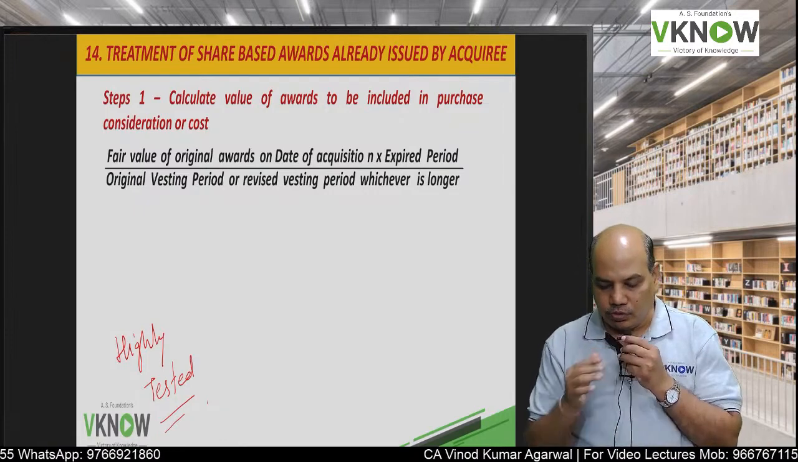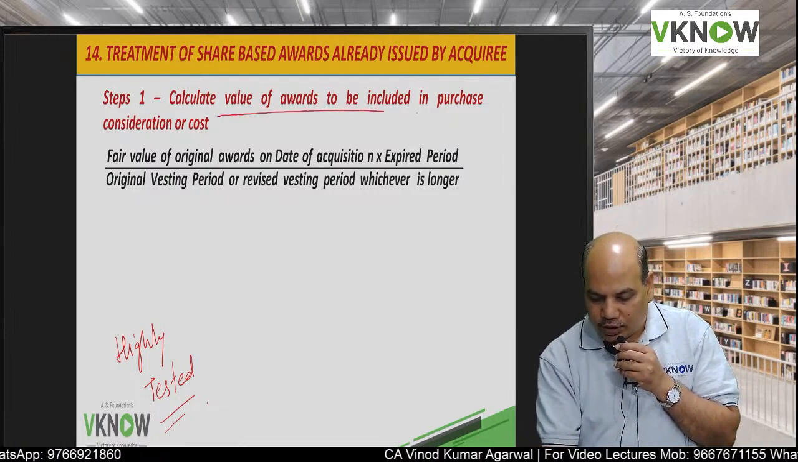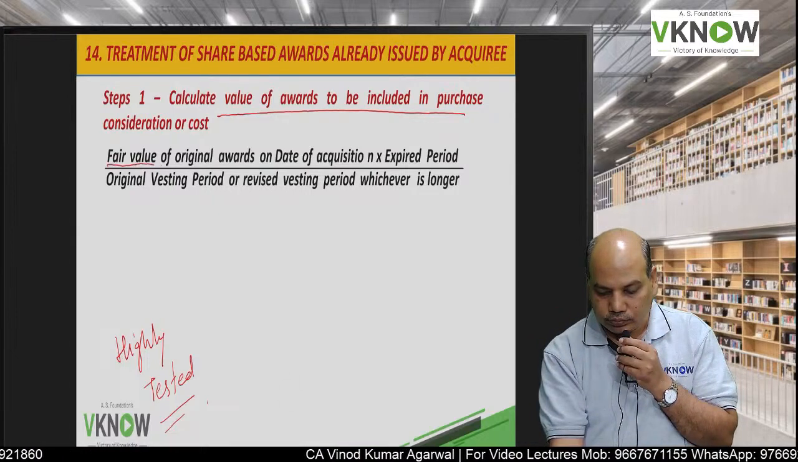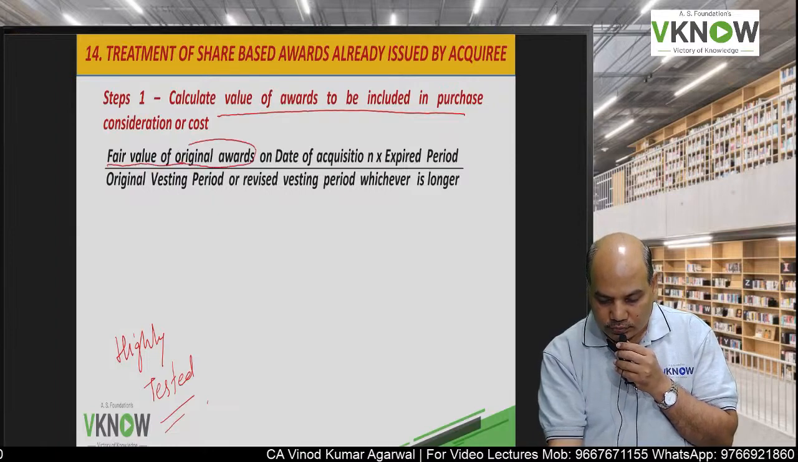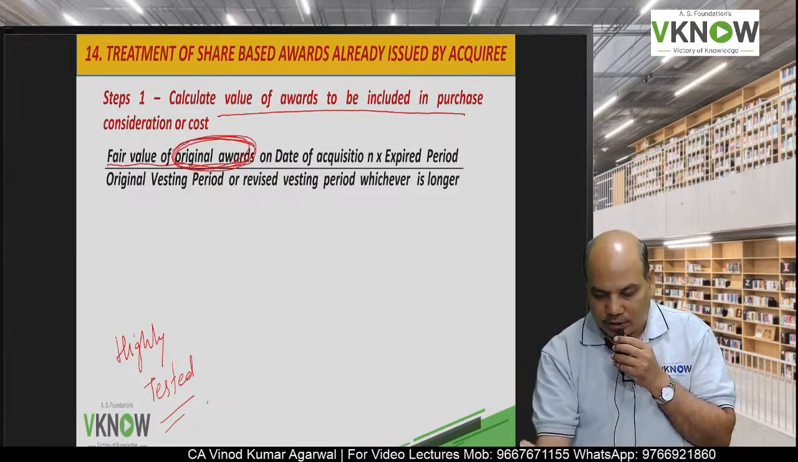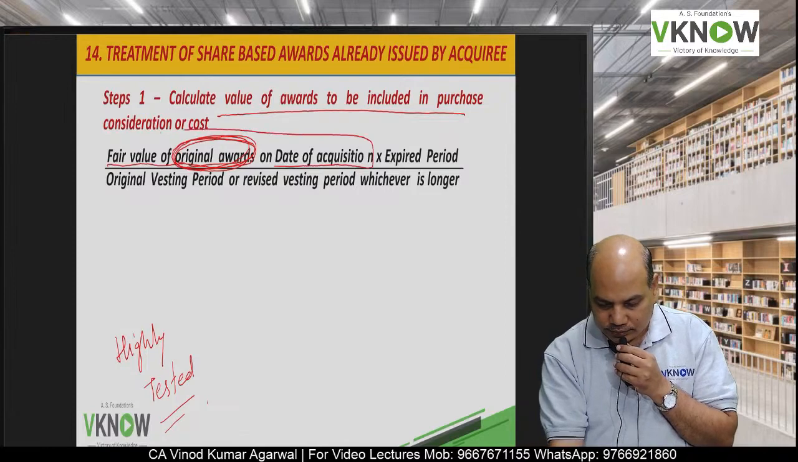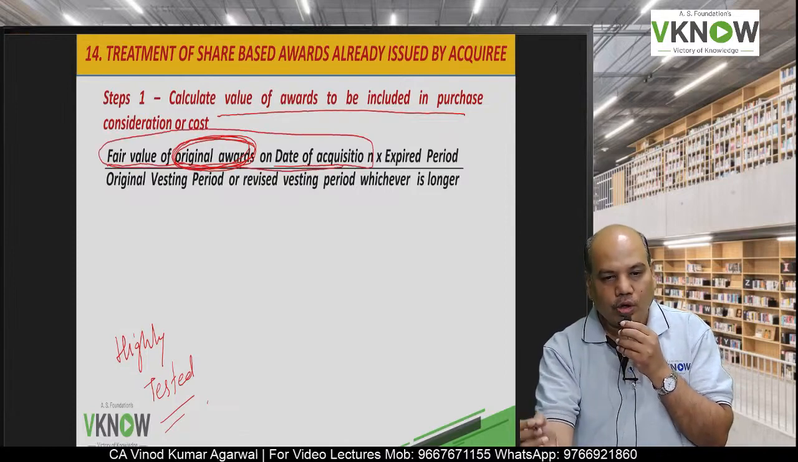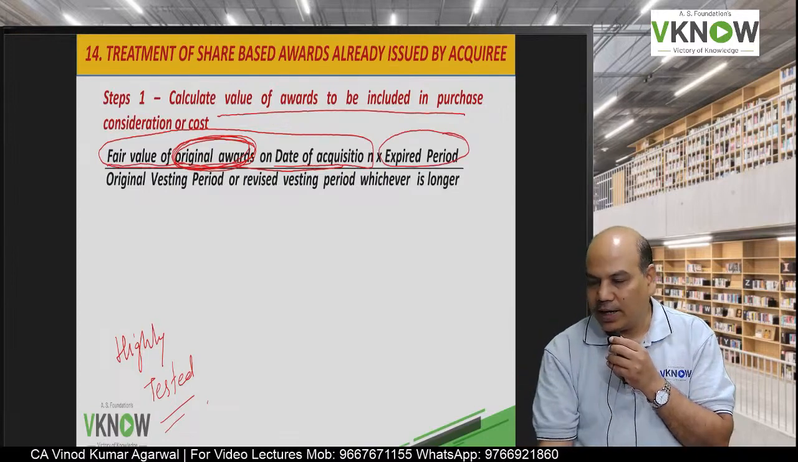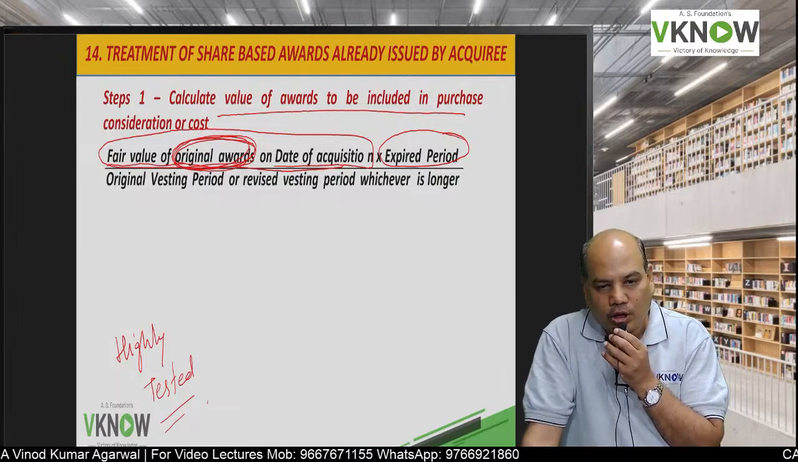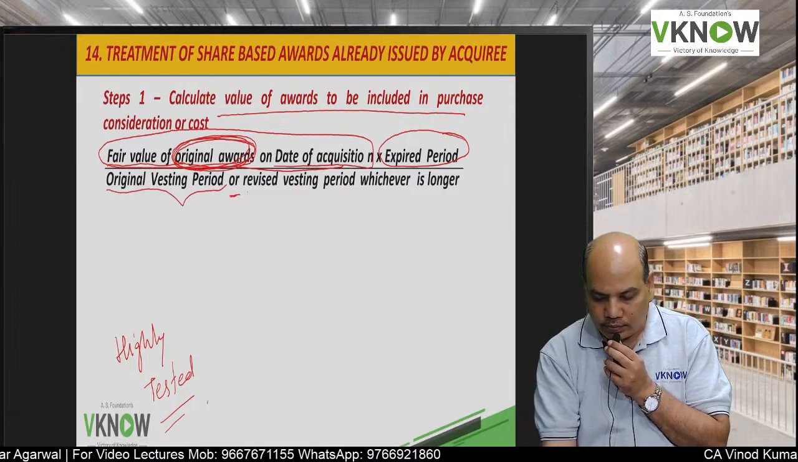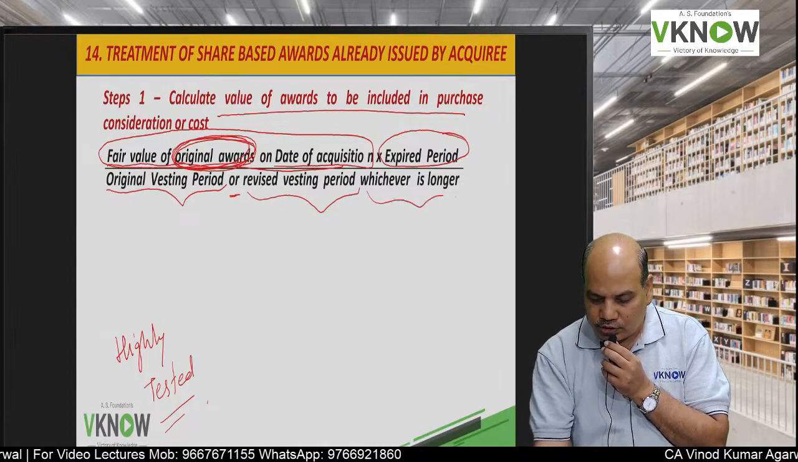So the answer is, we will calculate the fair value of that award to be included as a part of PC equal to fair value of original award, that is the award which were given by the acquiree on the date of acquisition. Fair value of original award on the date of acquisition multiplied by expired period, that is how many years are already over, divided by original vesting period or revised vesting period, whichever is higher.